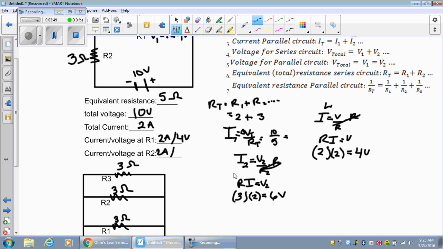And what was our total voltage? These add up together and get you what? 10 volts. And what was the value of our battery? Got it. Cool, right? All right. Good job. Good luck. You're going to need it.